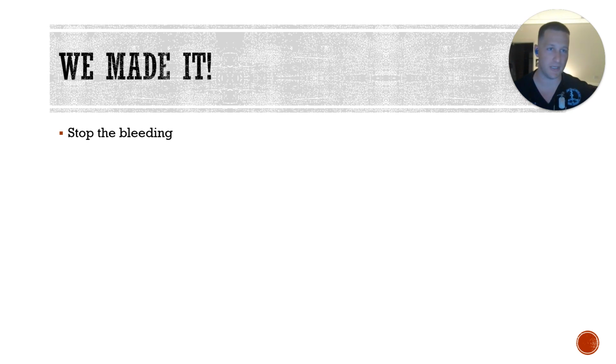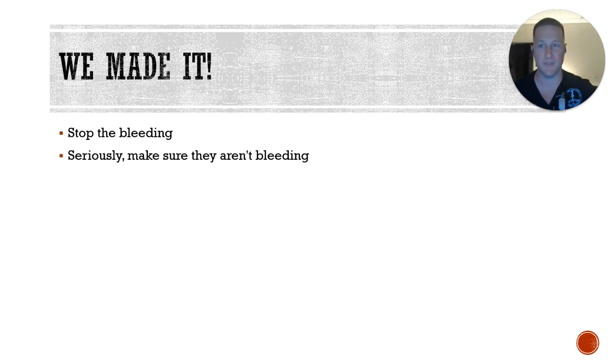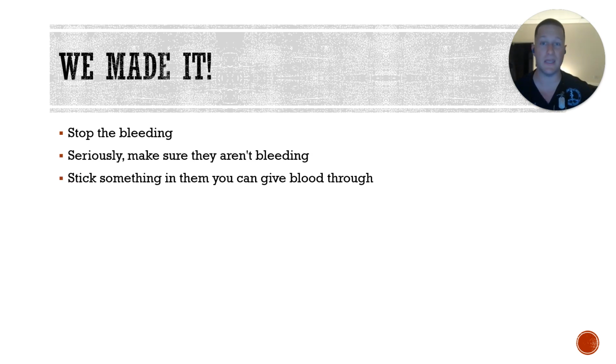Stop the bleeding. That's always going to be important. Number 1 cause of preventable death on the battlefield. We've talked about that a million times. Seriously, though, make sure they aren't bleeding. Stick something in them that you can give blood through, okay? Your chest tubes don't help. Your crike doesn't help. Foley catheter doesn't help. Give them an IV, give them an IO. Use the GAHP thing if you have to plump up their vasculature. Give them something that you can give blood through.